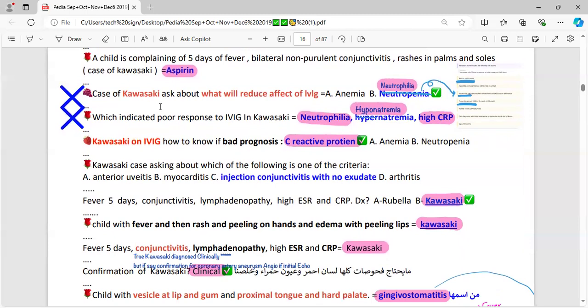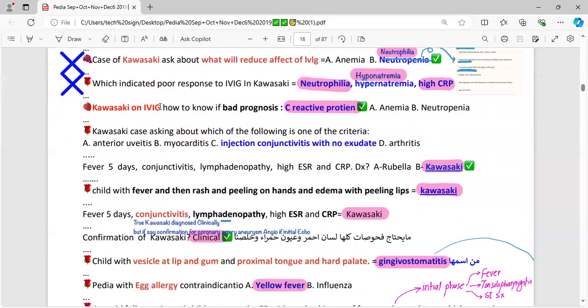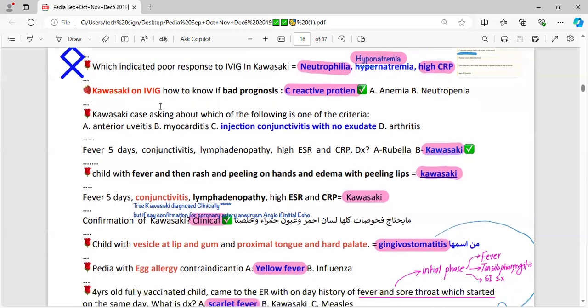That would be increased TLC count, neutrophilia, which indicates poor response to IV immunoglobulin. What will indicate poor response? Poor prognostic factors will all come: neutrophilia, high CRP and hyponatremia.